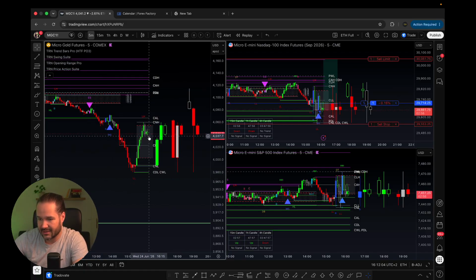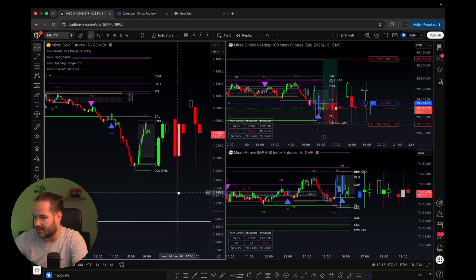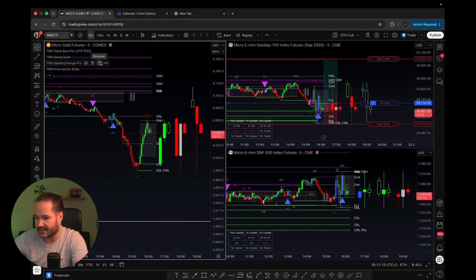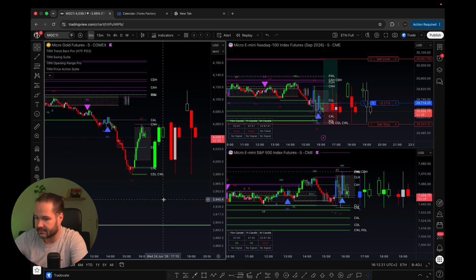And this looks close. Guys, we need a close below the last two 5-minute candles. This would be what I need. Then the trend bars will turn red. And if we close in red, then I will be short. Okay. Right now, everything moves down. So gold and also ES and NQ.